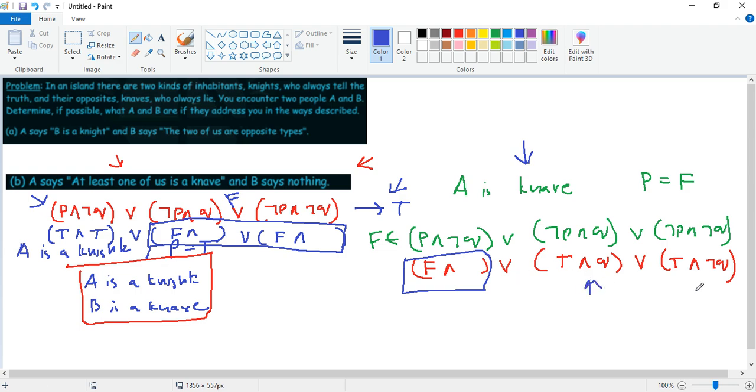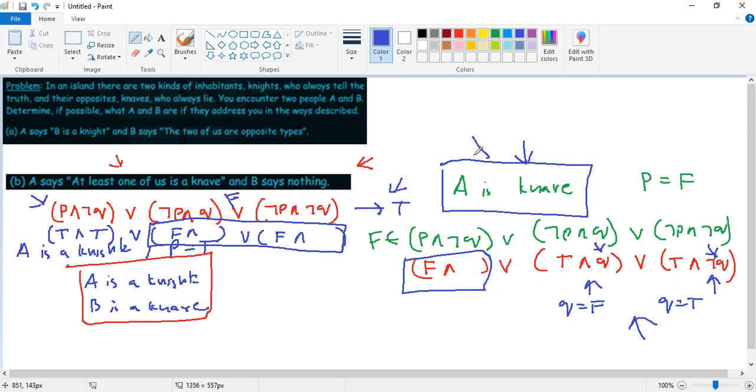Now these two should be false for the whole thing to be false. Which means Q should be false here, and here not Q should be false, so Q should be true. So now that's a contradiction. Which means this assumption is wrong. So the assumption that A is a knight is correct.